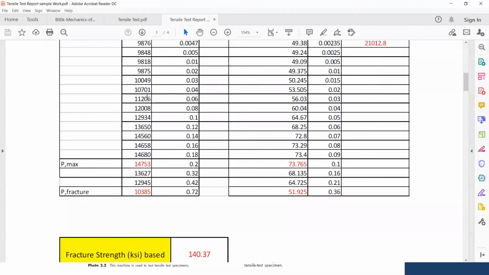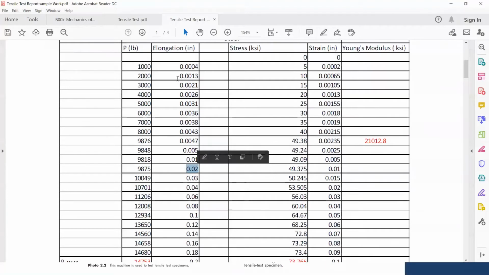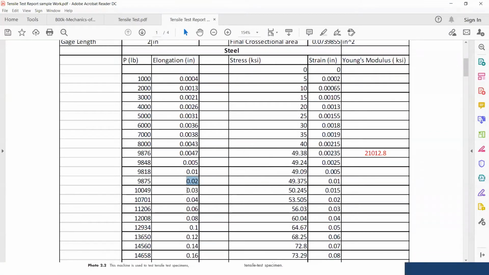If you pay attention to this section, thank you for paying attention to the details. If you look at the sections after 8,000, I'm taking measurements at 0.01 increments in change in length. I look at the elongation, and I take measurements by looking at the extensometers, and I'm recording the applied loads. First, I take measurement on elongation by looking at the applied load. And when I reach a certain point, I change it. I look at the elongation, and I record the applied load.